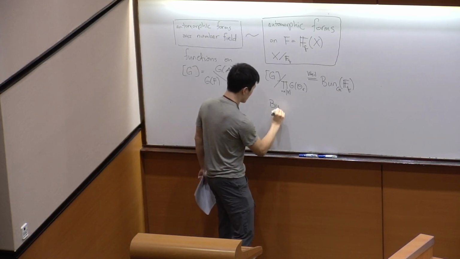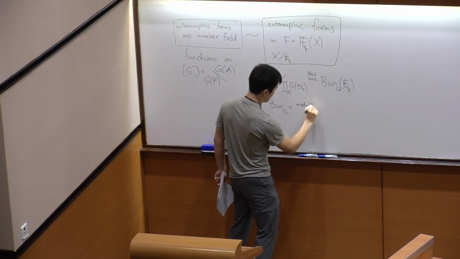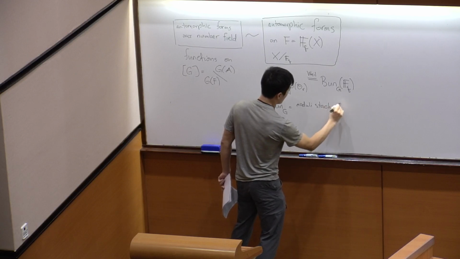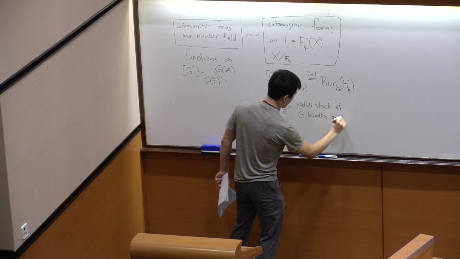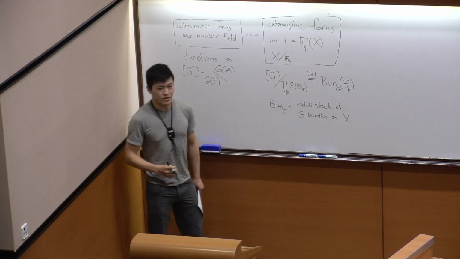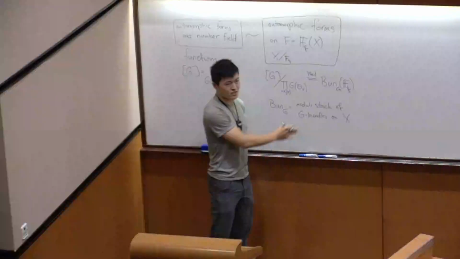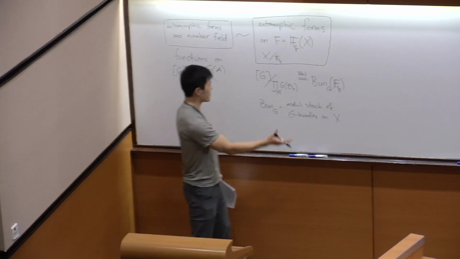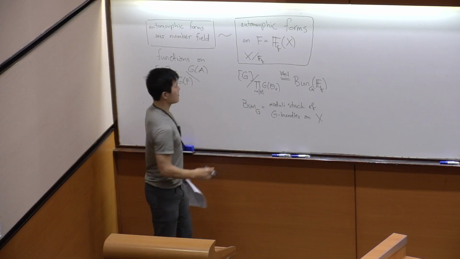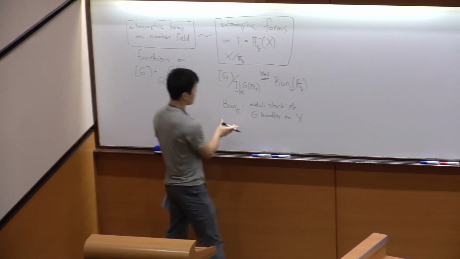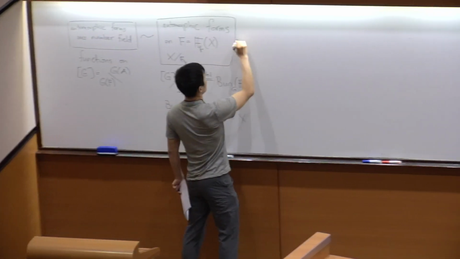Bun-G denotes the moduli stack of G-bundles on this particular curve X. So this is some geometric object, and for the purpose of this talk, we can think about Bun-G really just as this automorphic space.